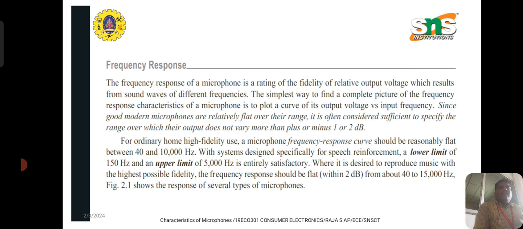For an ordinary home, high fidelity use of a microphone, the frequency response curve should be reasonably flat between 40 and 1000 Hz. For indoor use, we are using a microphone of operating frequency 40 to 10,000 Hz. With a system designed specifically for speech reinforcement, a lower limit of 150 Hz and upper limit of 5000 Hz is entirely satisfactory. So next we can see how these frequency curves are drawn.